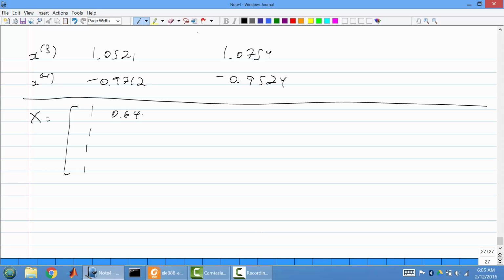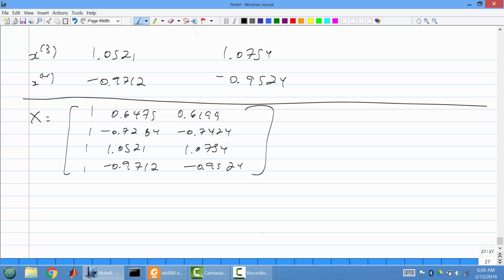We get 0.6475, 0.6199. So this is the first training example normalized. This is the second training example normalized. Then 1.0521, 1.0754, minus 0.9712, and minus 0.9524. Okay, so these are just taking the training examples that I just normalized previously and putting them into a data matrix and making sure you prepend a column of 1s.